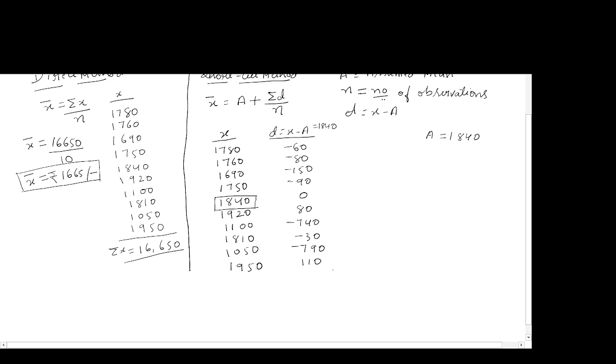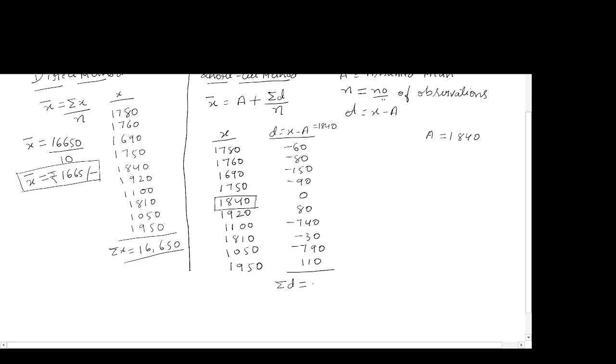So this is how the D values are calculated using x minus A. Subtract the assumed mean from each value of x. Here the assumed mean I have taken is 1840. You can take any value from the given values of x and calculate. Now in the formula we have summation D, so add all the calculated values of D. Now how to calculate this? Please do not use a mobile, you will get an error. Please use a normal calculator or scientific calculator to calculate.